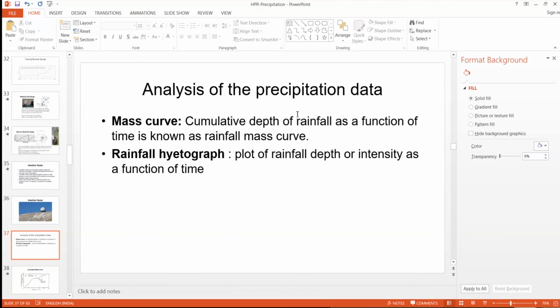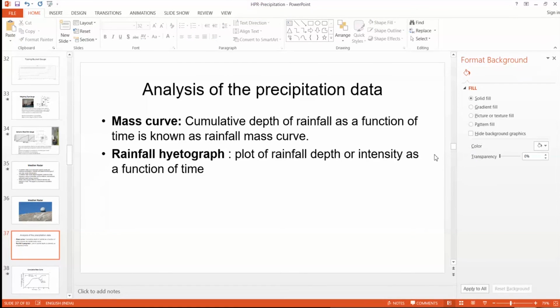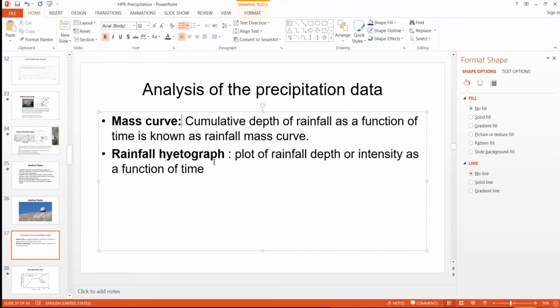Analysis of precipitation data. We need the intensity of precipitation and how much precipitation occurred. They are represented by these two curves, the mass curve and the rainfall hyetograph. The mass curve gives the cumulative depth of rainfall as a function of time. I'll show the figure.